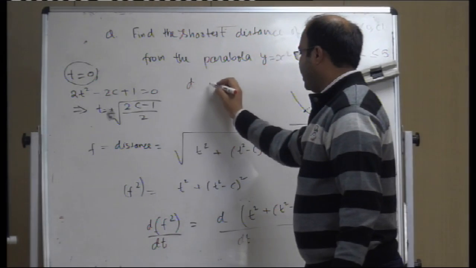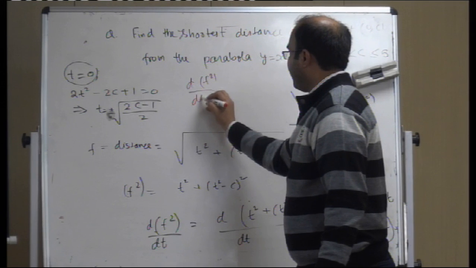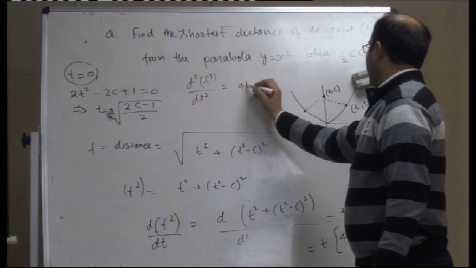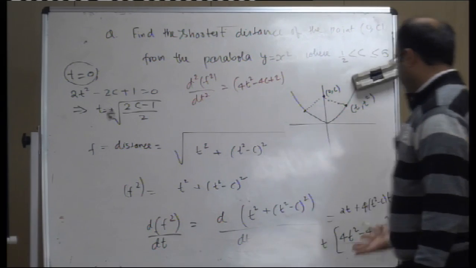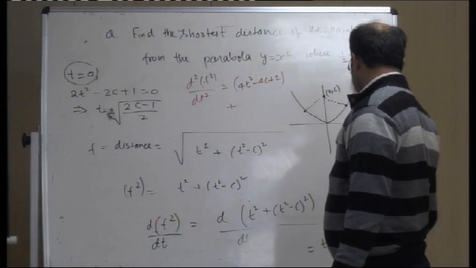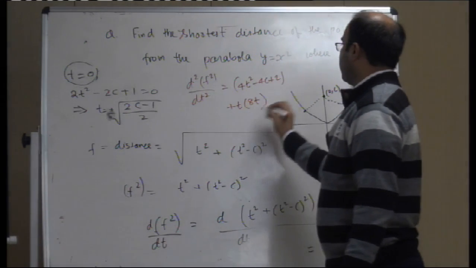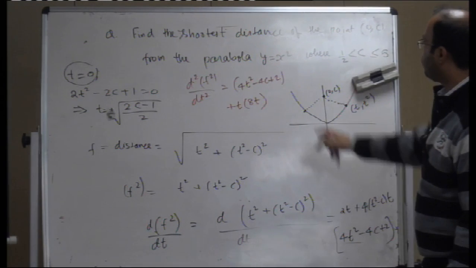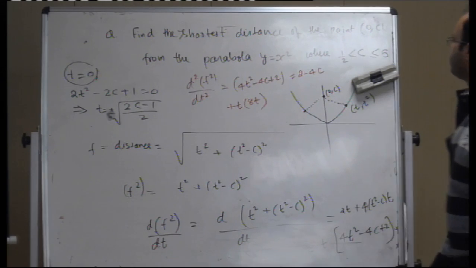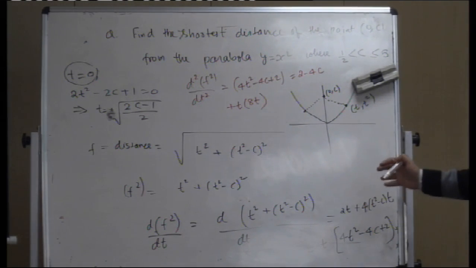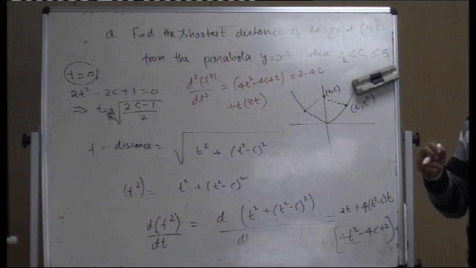So we differentiate this f square with respect to t again, and what will happen? 4t square minus 4c plus 2, and t would become 1 plus, and this would become 8t, and this part will become 0. Now this double derivative at t equal to 0 will give you 2 minus 4c. It's okay. This double derivative is giving you 2 minus 4c. Now it is in terms of c, but there is something about c.